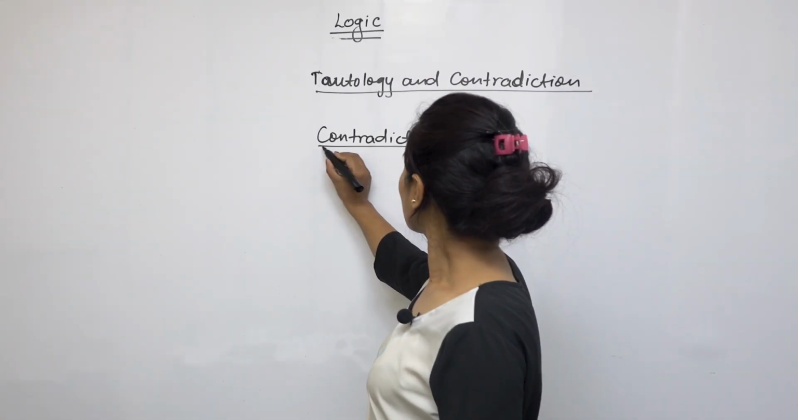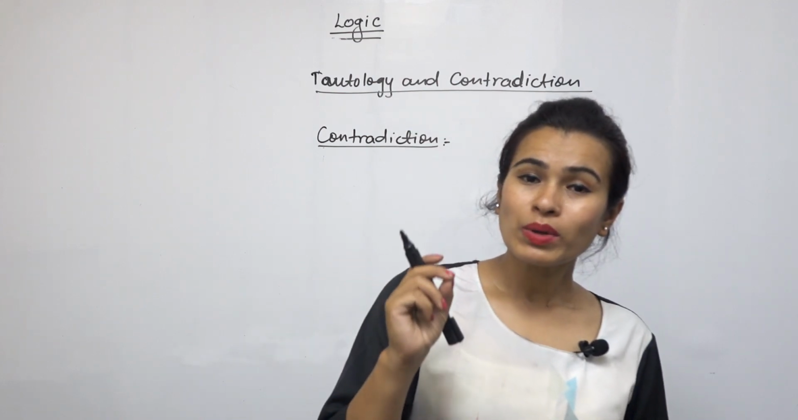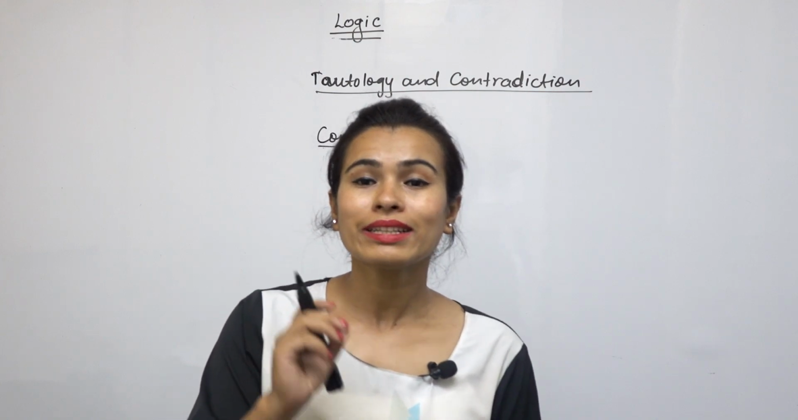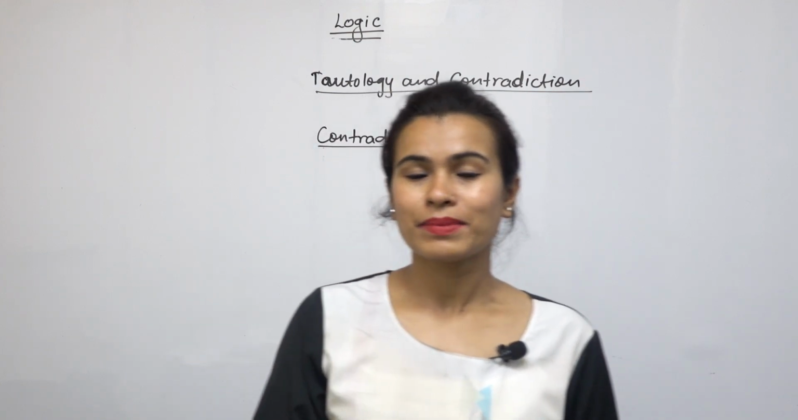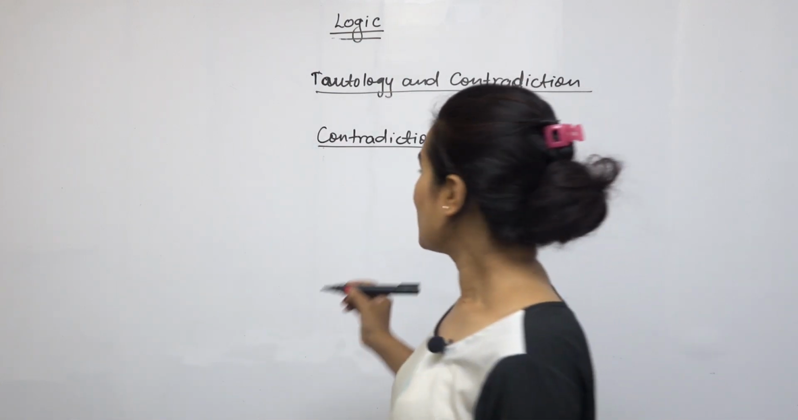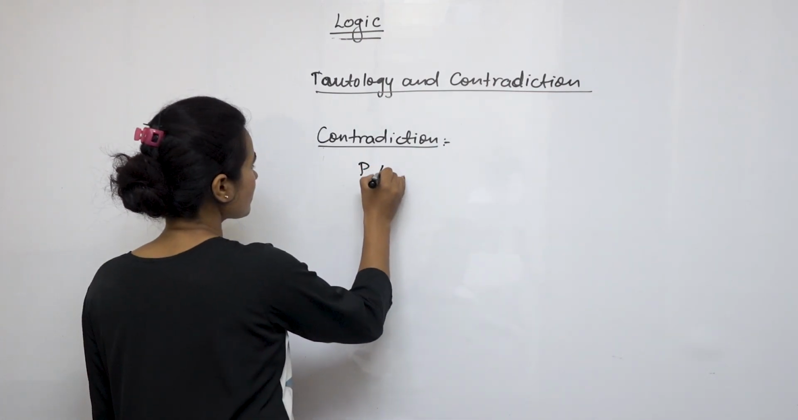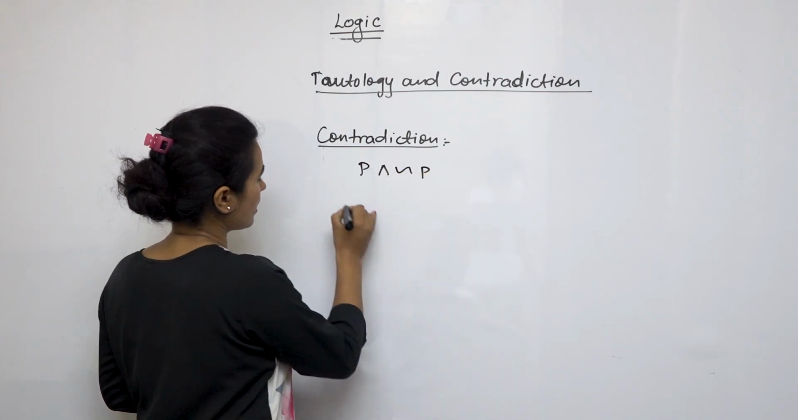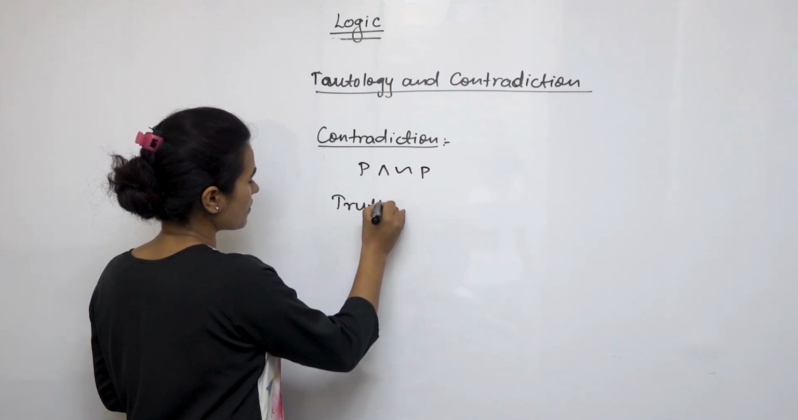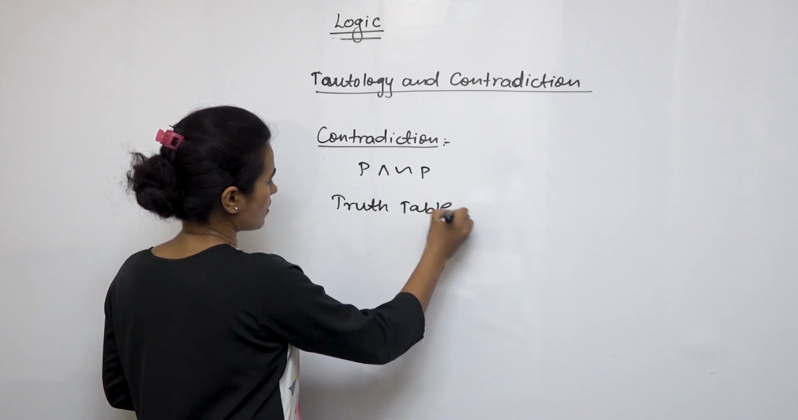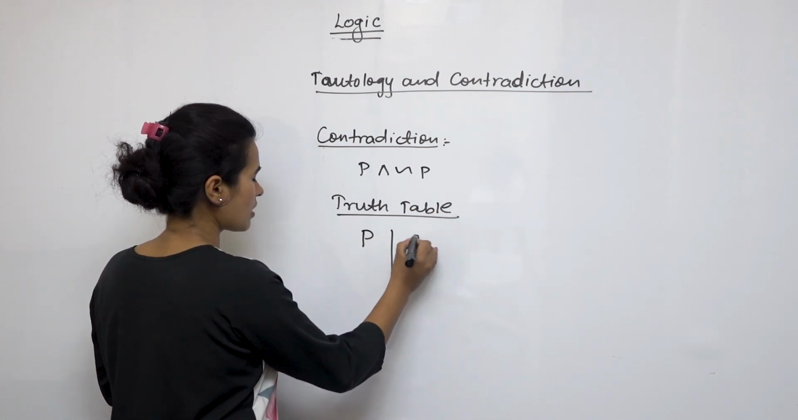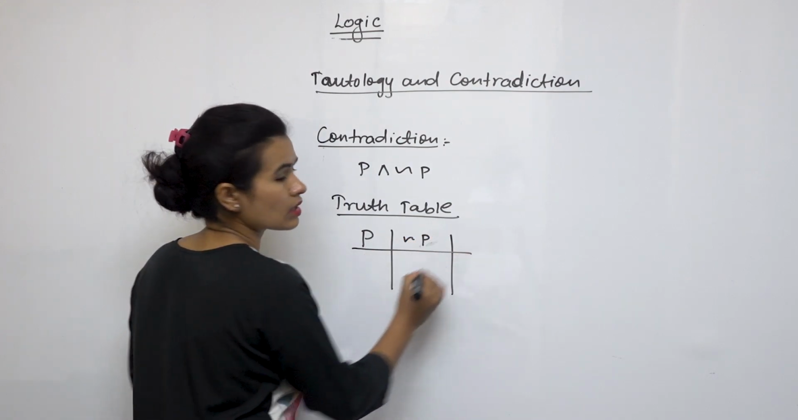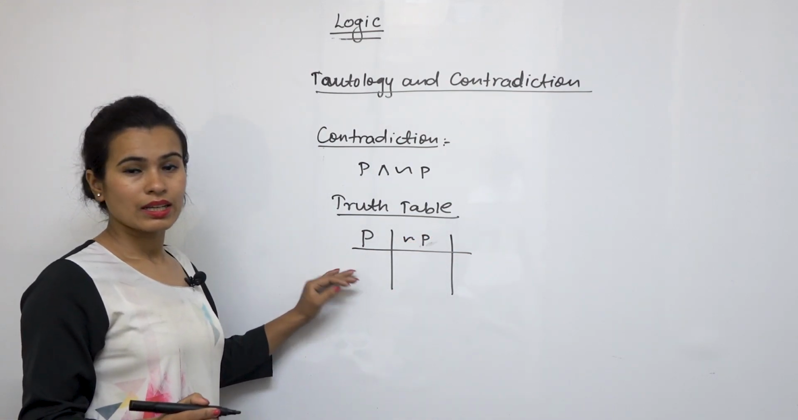Okay, let's do contradiction. A compound statement is called a contradiction if it is false for all the given cases. For example, let's consider a compound statement: P and negation P. Let's draw the truth table for this. Truth table: P, negation P.